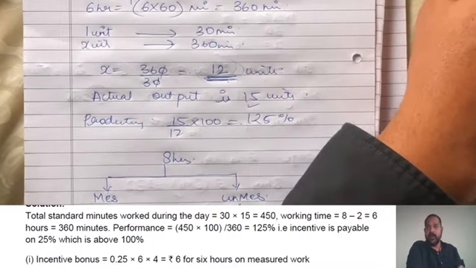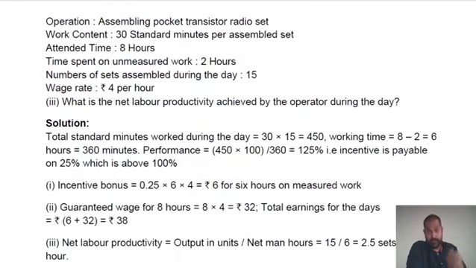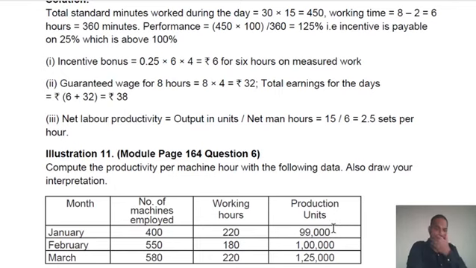Let's quickly look at the solution that they have. They have written whatever I have written. It's just that it's probably written in better handwriting, obviously, because my handwriting is trash. Let's start. Total standard minutes worked during the day is 30 into 15, which is 450. Working time is 8 minus 2, which is 6 hours, which is 360 minutes. Performance is 125%. They have calculated productivity in a very different format. I hope you understand what I have done. What I have done is, for 6 hours, what should be the output and what is your output, and then I have compared the two.